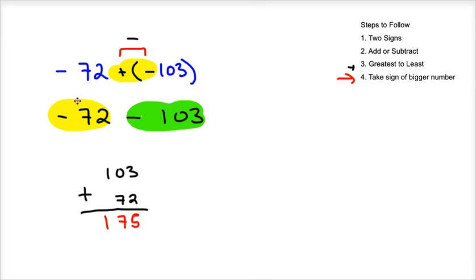Well, look at the bigger number. Is 72 bigger or is 103 bigger? In this case, the 103 is bigger. What's the sign that belongs to the 103? It's negative. Even in this example again, since they're both negative, it doesn't matter which one's bigger or smaller because they both have a negative sign. So my answer is going to be negative 175.